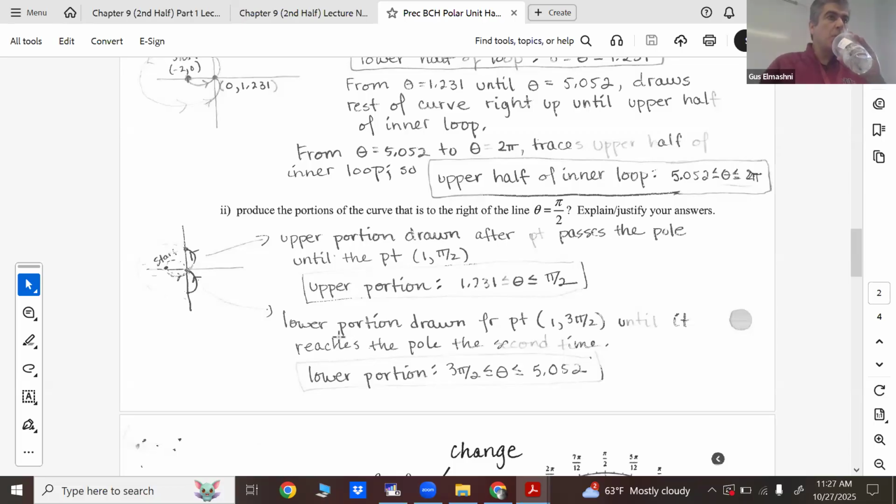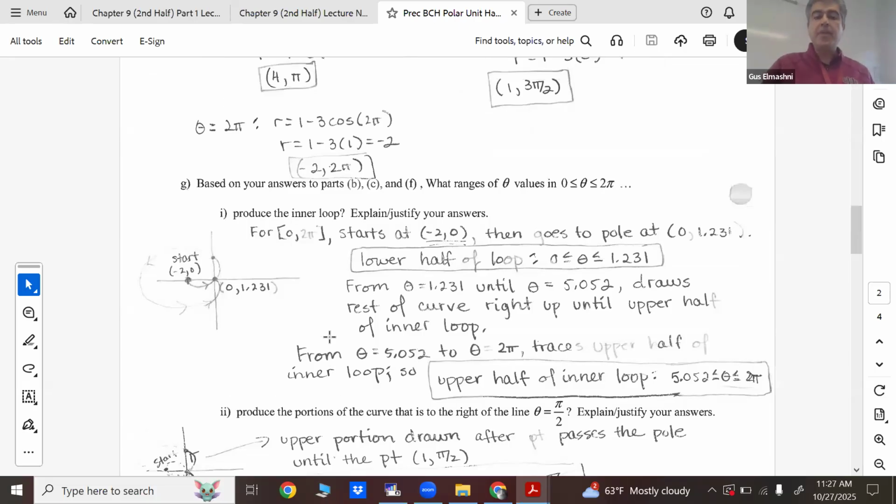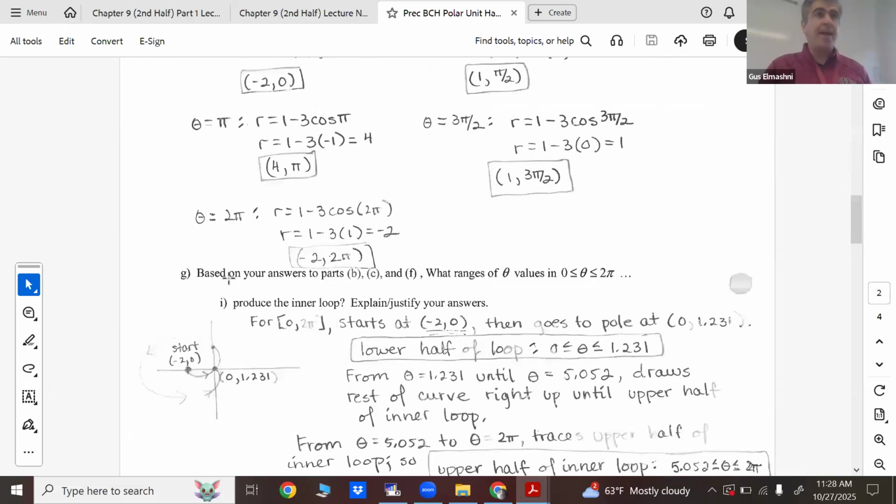So can you explain part 1 and 2? Yeah. So I already knew that I started at -2, right? And when the graph was generated, it started at the bottom half of the inner loop. And I needed to know the answer for part E to answer part G, number 1. If I don't do part E, then I don't know how to do it. I need that answer because the boundaries of the inner loop are how far it goes out to the left and when it gets back to the pole. That's why I need the starting point and I need the pole. That's how you can tell.